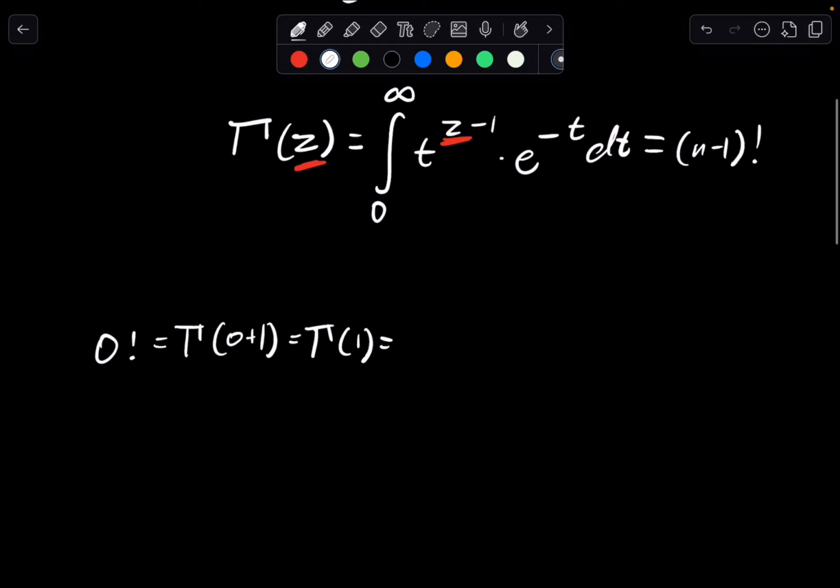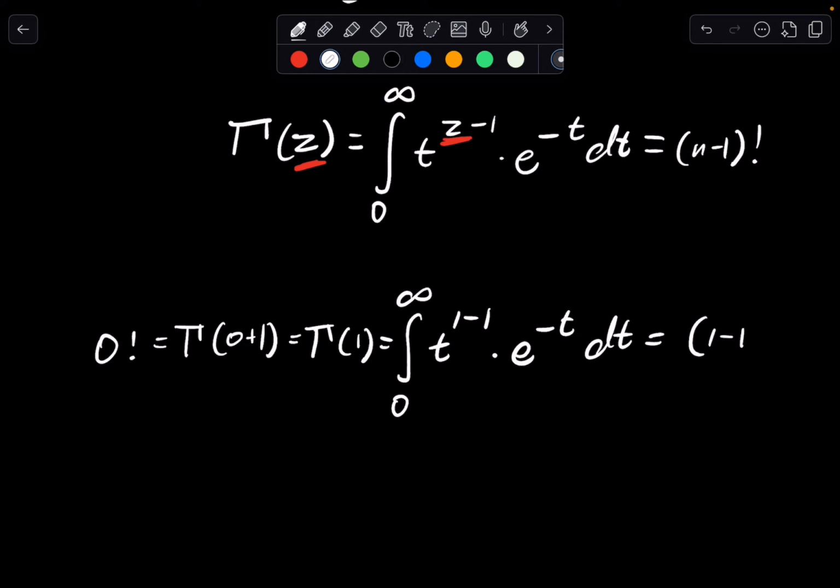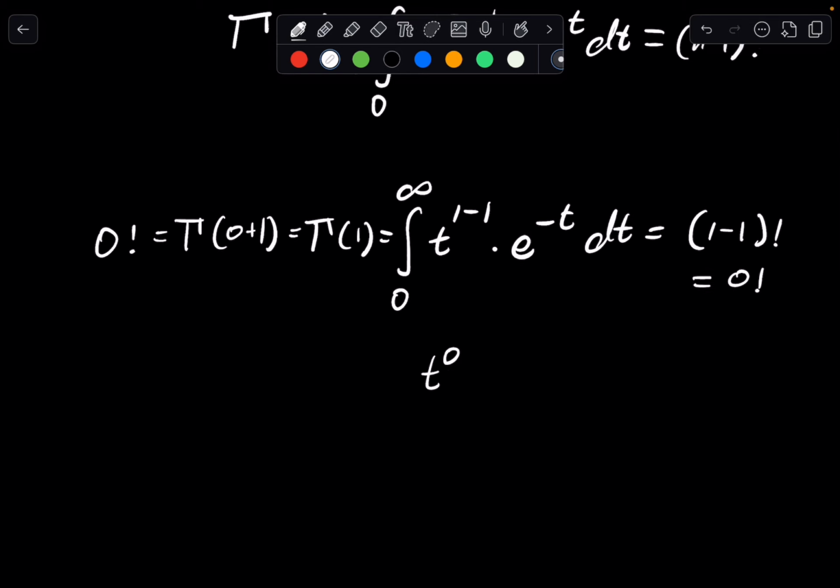Now we get 0 factorial is equal to gamma of 1, which is equal to the integral from 0 to infinity of t to the 1 minus 1 times e to the negative t dt, which is all equal to 1 minus 1 factorial equals 0 factorial. So this all checks out. Now, here's the fun thing. We'll notice that t to the 1 minus 1 is actually just t to the 0, and this is equal to 1. So we can completely ignore this right here.